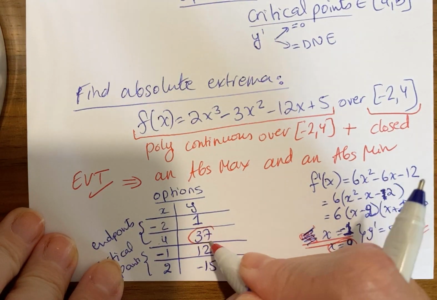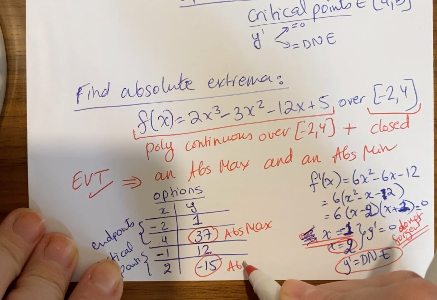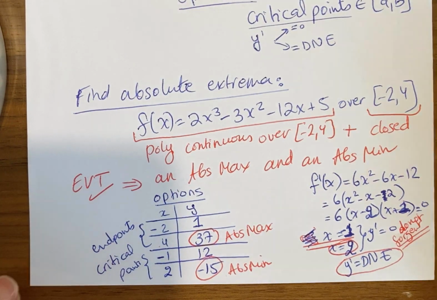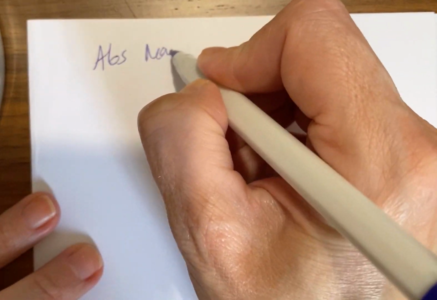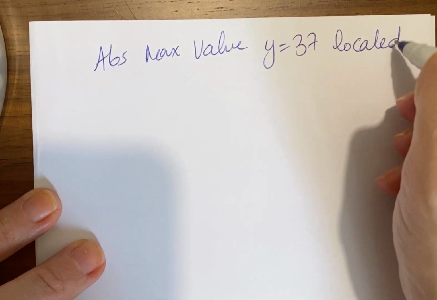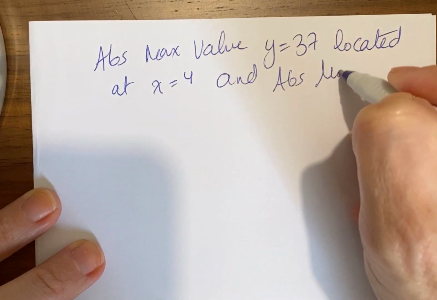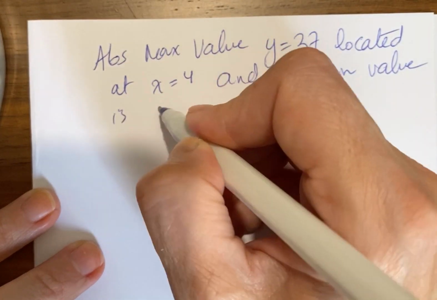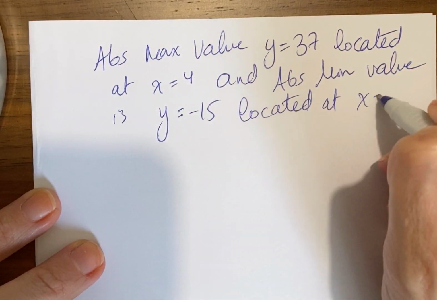So the options you have to study for absolute max and absolute min gave me those values. This is the biggest value. Here happens the absolute max. This is the smallest value. Here happens the absolute min. So the absolute maximum value is y equals 37 located at x equals 4, and the absolute minimum value is y equals -15 located at x equals 2.